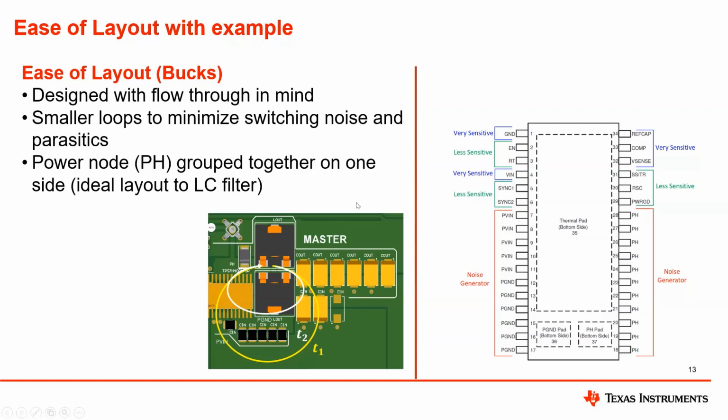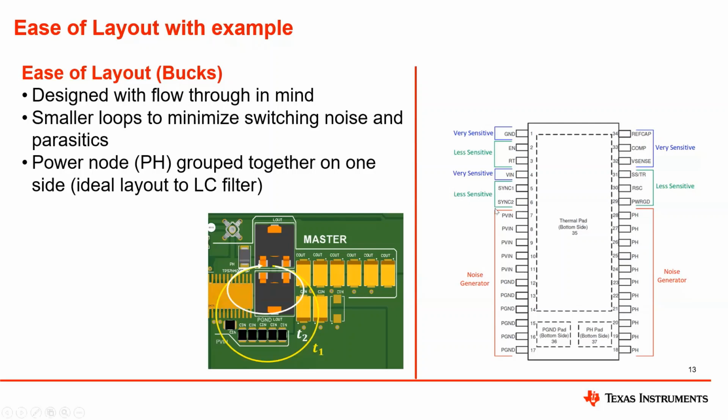You want to keep these loops as small as possible to avoid high losses and noise, and smaller loops are able to minimize switching noise and parasitics that might be impacting your design. Having these grouped together and not spread out across the package is really the key, both for creating a smaller overall footprint for you, the designer, as well as making it easier from a layout perspective.